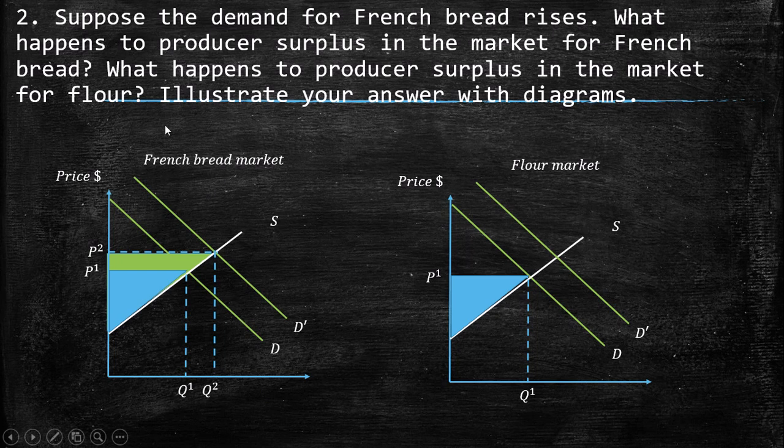Remember that here we have an increase in the quantities of French bread. These producers of French bread need flour as an input. So in this case, it's going to increase the demand in the flour market. The demand is going to shift up. So we see how an increase in the demand for French bread causes an increase in the demand in the flour market as well. We see here an increase in producer surplus in both markets.